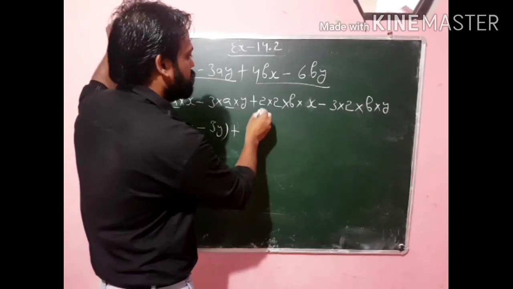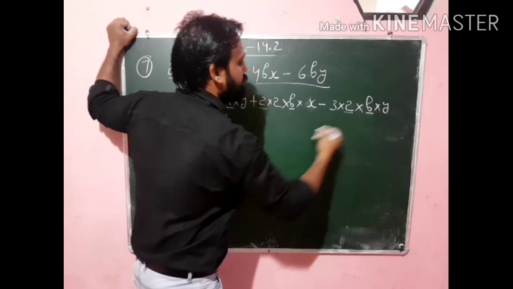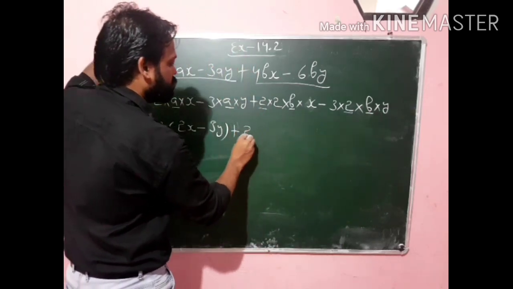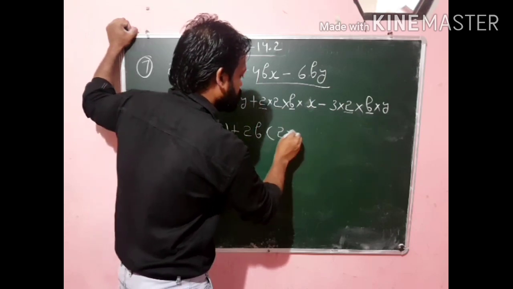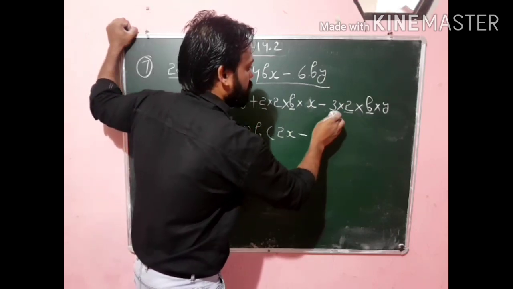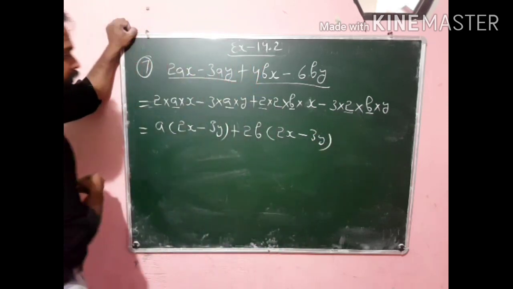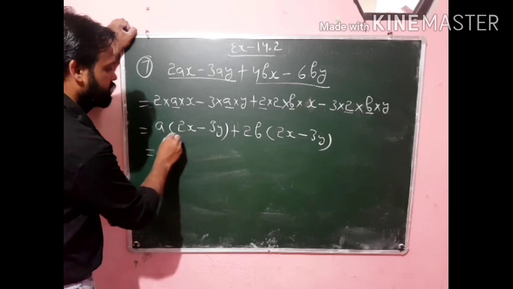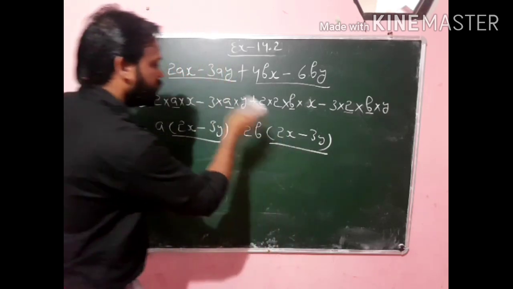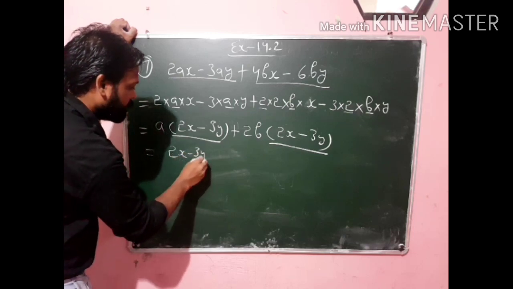Okay, now see here you can see this 2 and 2 is common. Even this b and b is also common. So write down this 2b here, and you can see inside the bracket it is 2x, then minus, and this 2b is common. This is 3 into y. So okay, now see these two brackets are same. So we have to take these two brackets common in the next step. So take this 2x minus 3y common.